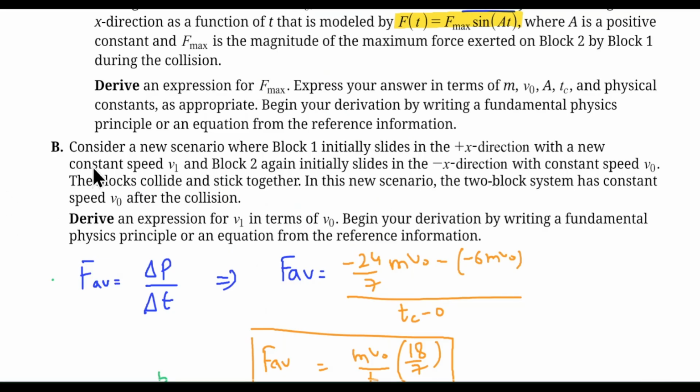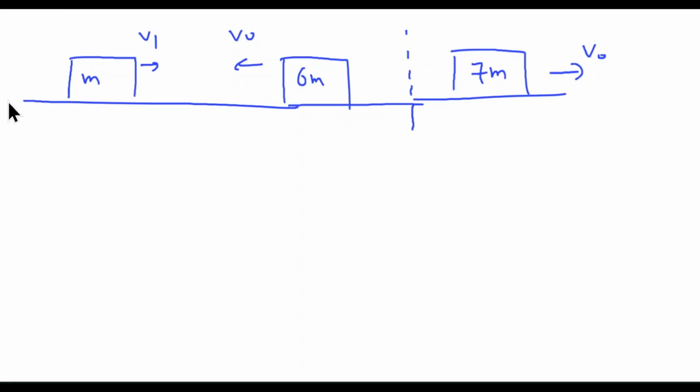But over here, they're saying that consider a new scenario where block 1 initially slides in the plus x direction with a new speed v1 and block 2 initially again v0, the two blocks stick together. In the new scenario, the two block system has a constant speed v0 after the collision. So they are saying to express v1 in terms of v0. This is how the situation looks like. I don't really know whether the final velocity is to the right or to the left. I'm going to assume it to the right, because it depends on how big the v1 is, right? So the math will automatically tell me, depending on v1, it will give me the sign. You'll understand that in a minute.